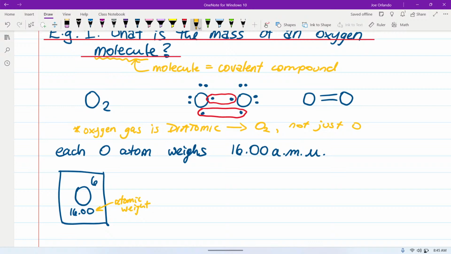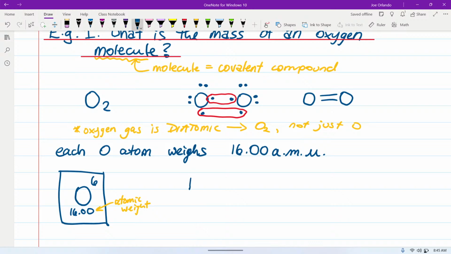So, no need to overthink this. If each oxygen atom weighs 16, how much does an O2 molecule weigh, where you have 2 of them stuck together? Be bold. 32. Beautiful. Very good. And how'd you do that? 16 times 2. Beautiful. Exactly right.